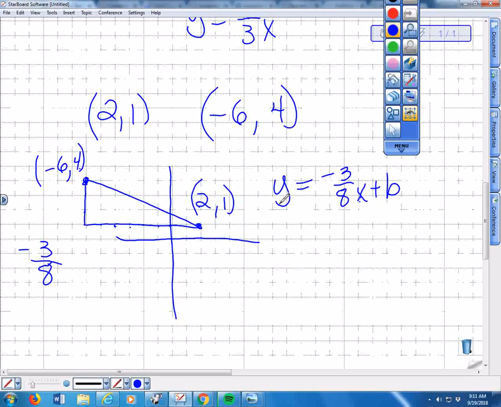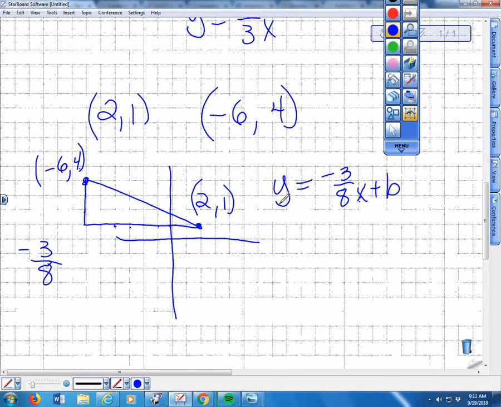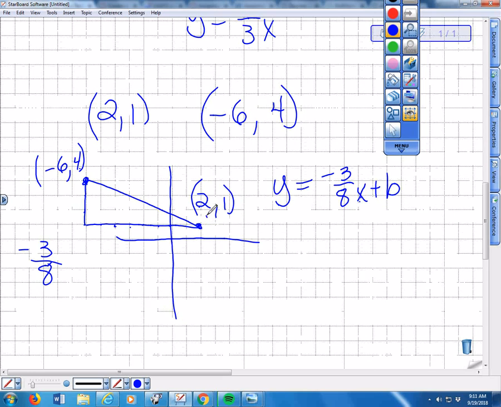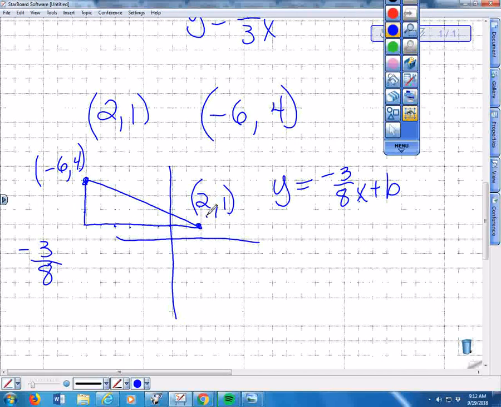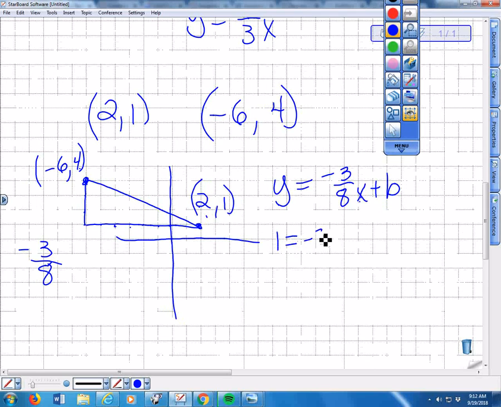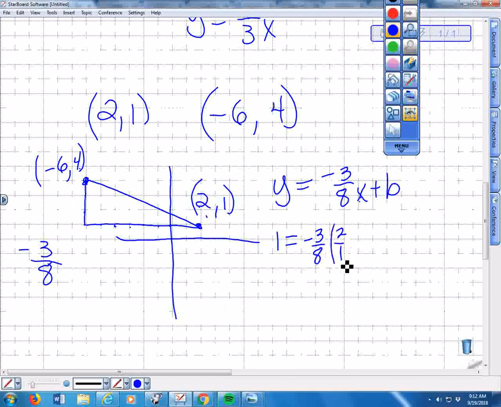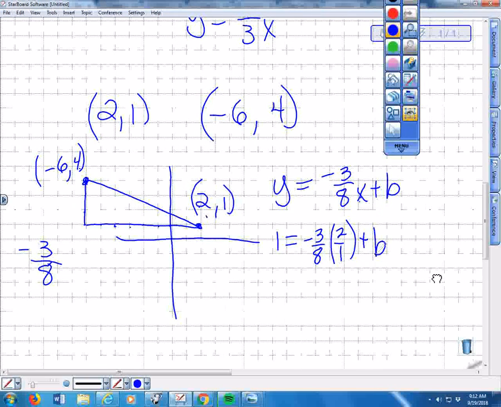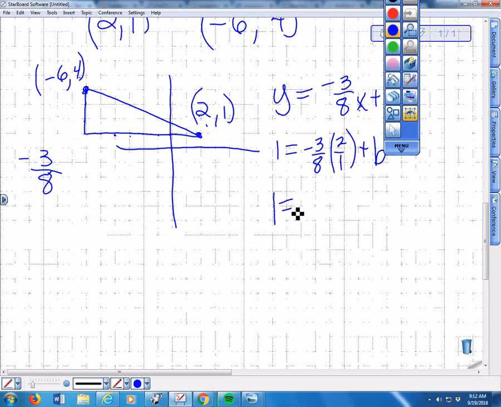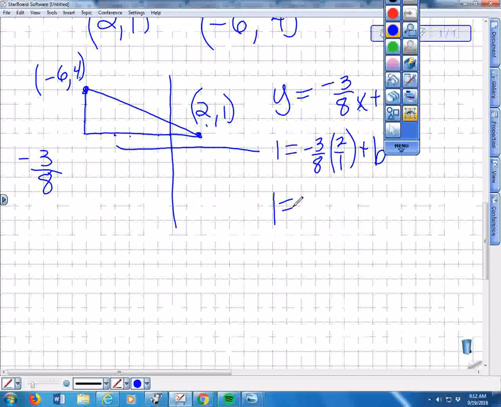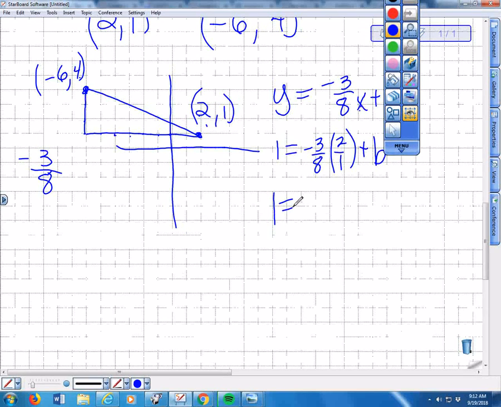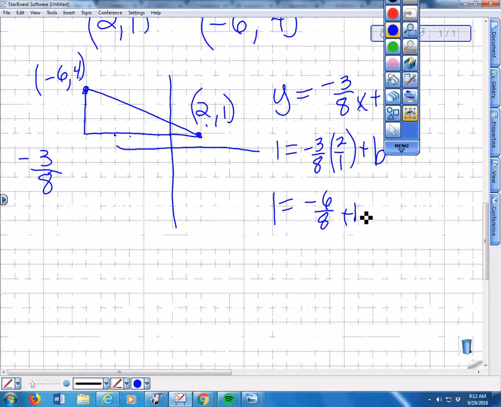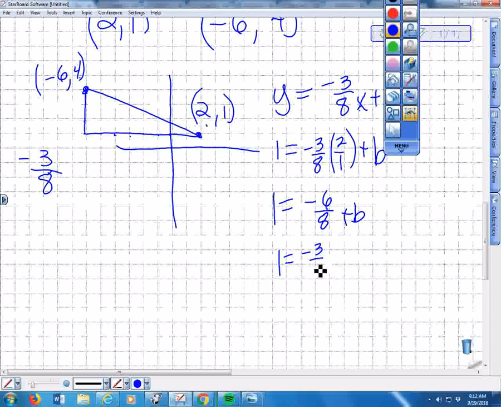A lot of times, this one would be a perfectly fine point, but I like to go with the ones that are the easiest numbers. So I'm going to use 2 and 1 for my x and y. But yes, Tristan, you were right. That's exactly what you do. So I'm going to plug 1 in for y, 2 in for x, and I still don't know b. That's what I'm trying to find. So I have 1 equals, I can multiply across, or I can cross cancel. This is 1/4. Does everybody see that? Either way, if I multiply across, this is negative 6/8 plus b. So 1 equals negative 3/4 plus b.